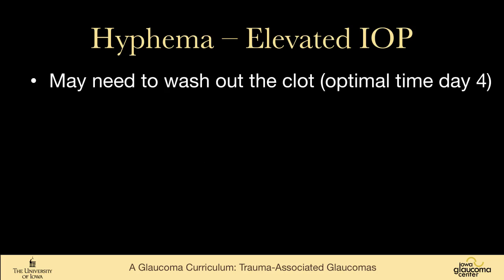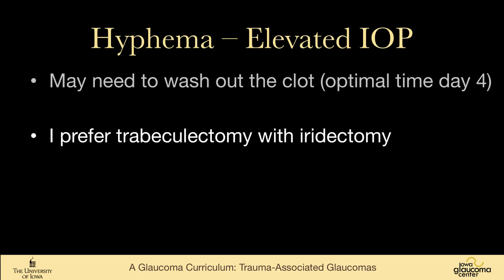Sometimes one needs to wash out the clot, and the ideal time to do this is around day 4 when the clot starts to lyse. For me, I would prefer to do a trabeculectomy if I'm going to take patients to the operating room. I don't use antimetabolites. I do that for 2 reasons. One is that it gives me a much bigger opening to flush the blood and clot out through. And the other is that these patients, as I said earlier, can get almost like a dumbbell-shaped clot that fills the anterior chamber and also occludes the pupil.